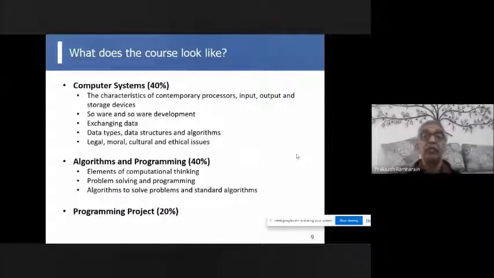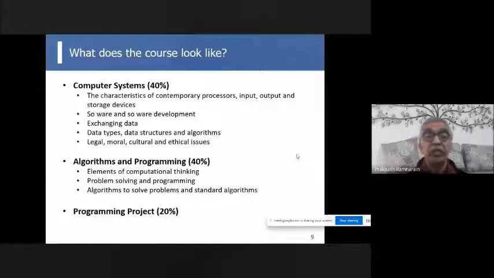So when we're looking at computer systems, which accounts for 40%, which is paper 1, at the end of year 13, we're looking at the characteristics of contemporary processes, input, output, and storage devices. We're looking at software and software development. We're looking at exchanging data, data types, data structures, and algorithms, as well as the legal, moral, cultural, and ethical issues, all covered within that paper.